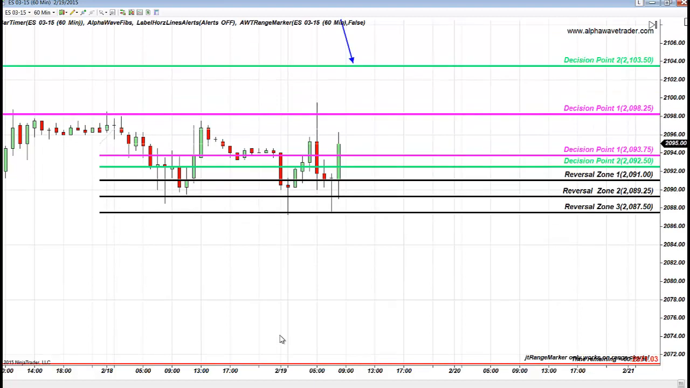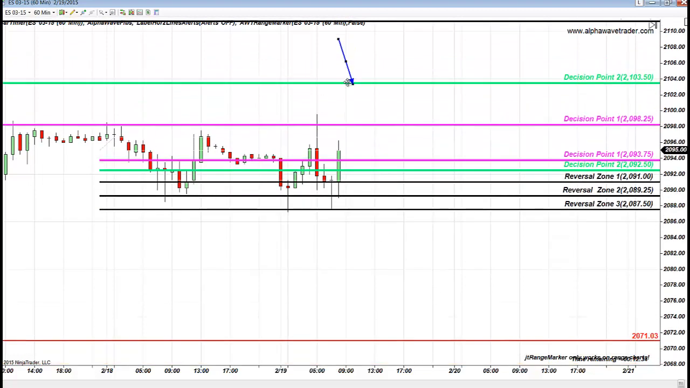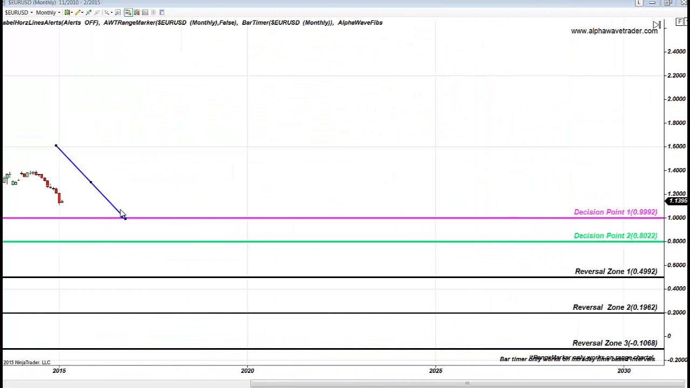Will S&P succeed and blast through? It will fly to here. If Euro will blast through and not stage a spectacular rally, it will fly to here. And then to here. And that's the most magical chart of all times.